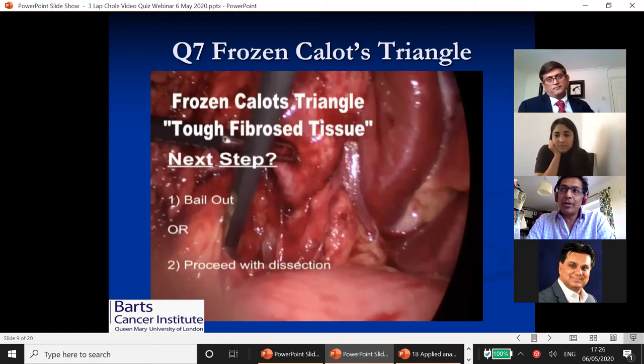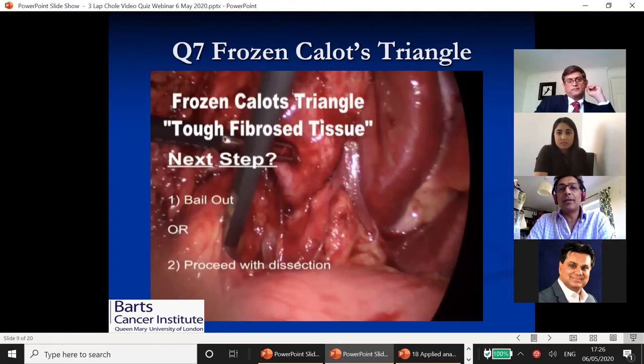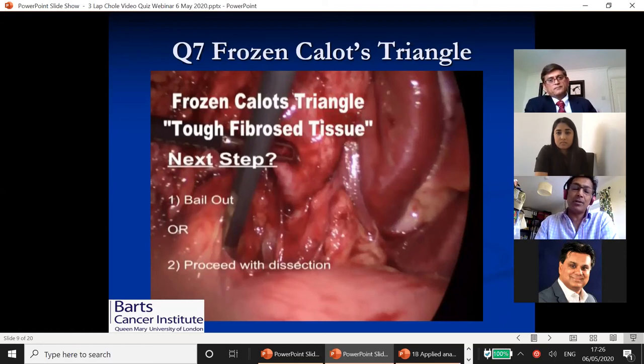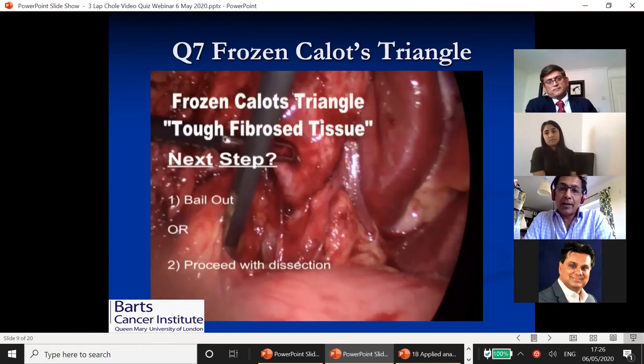But I would do everything I could possibly to avoid a conversion to open surgery, because there are two options that are better, I think. One is you can put a drain, wash out, come back another day. You've got very, very expert upper GI HPB surgeons who may want to have a go at this when the inflammation is slightly better. The other option you have is to laparoscopically do a subtotal cholecystectomy.